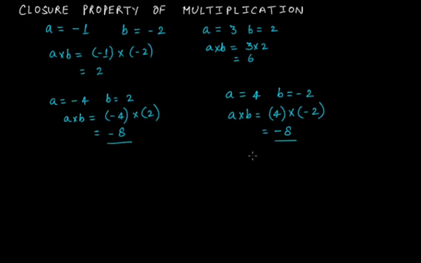So it means that if we multiply two integers, doesn't matter whether they are positive or negative, the outcome will always be an integer. And therefore in general we can say that a times b follows the closure property. It follows the closure property of multiplication. Or the multiplication of two integers in general is always closed, integers are always closed under multiplication.